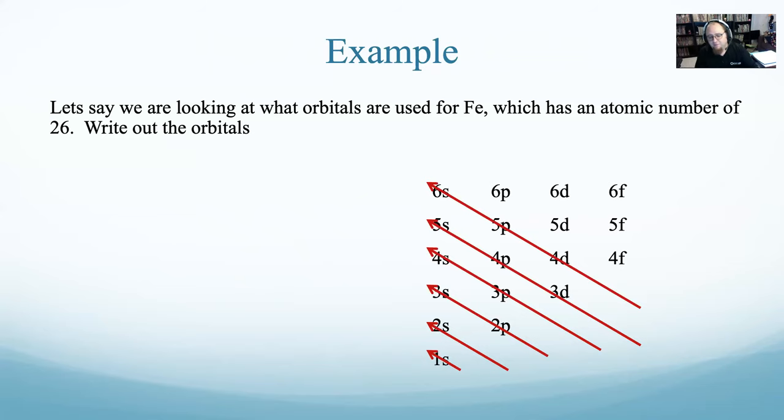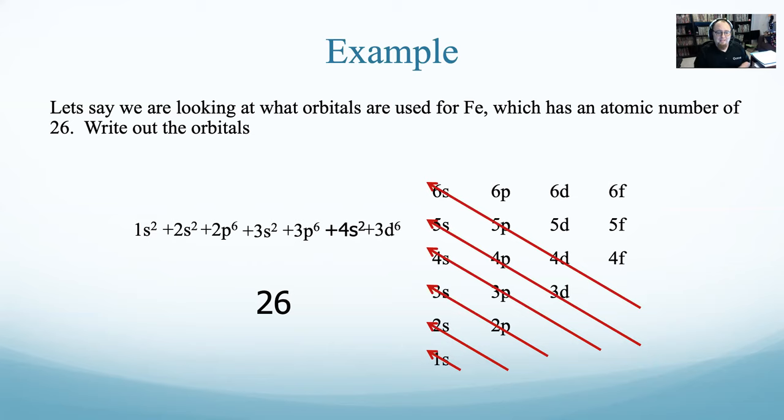And we'll say, okay, following this order, we start with 1s. 1s can hold 2. Then there's 2s. That also holds 2. Then 2p, that holds 6. Then 3s, that holds 2. Then 3p, that holds 6. And I'm just adding up these numbers. 4s, that holds 2. 3d holds 10, but I only needed to add 26 electrons. So I say 3d6, because it only needs 6 to hit 26. And that is the structure of all the electrons in there.